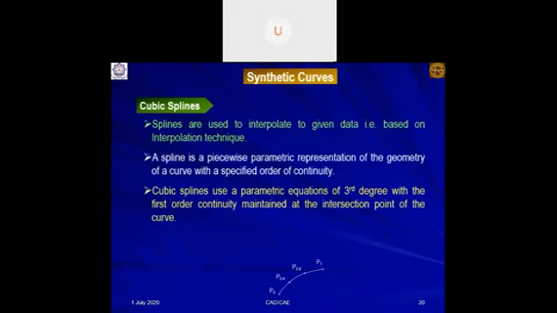In the parametric equation, the highest degree, or highest power, is 3 of that particular parameter u. It came from the traditional drafting tool called the spline, or the French curve. You have used it, and that is why this curve is known as spline. Why is it cubic? Because the parametric equation has the highest degree of 3.